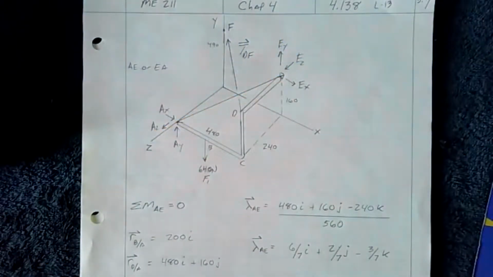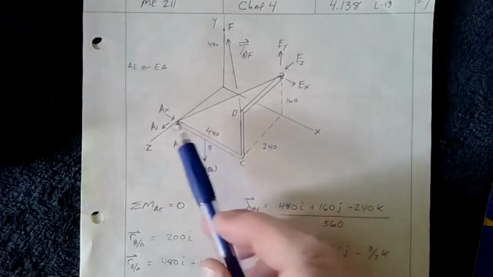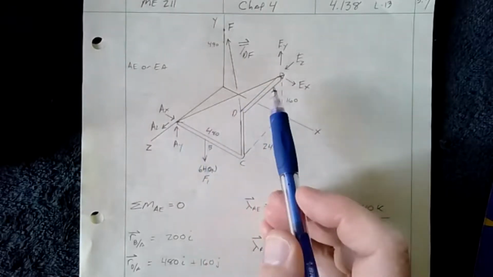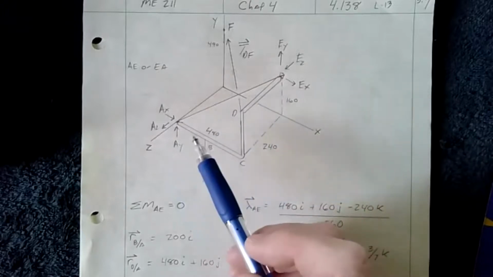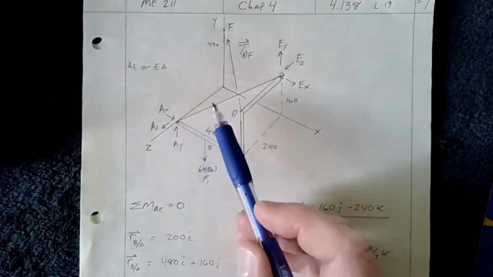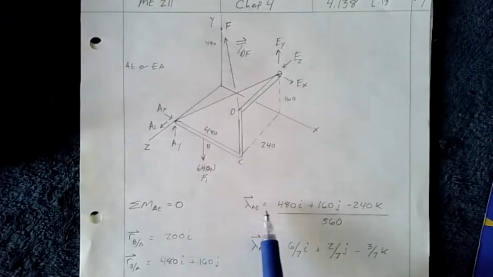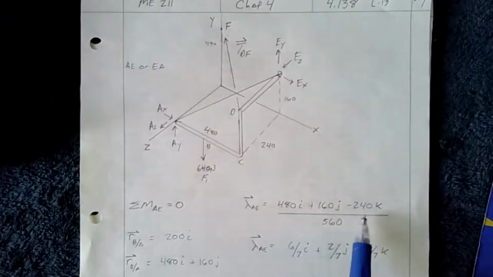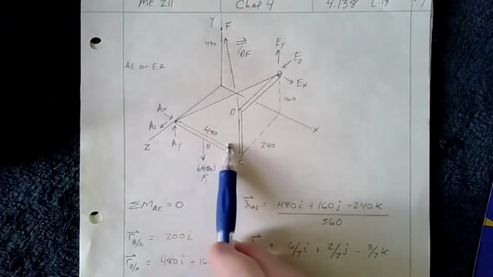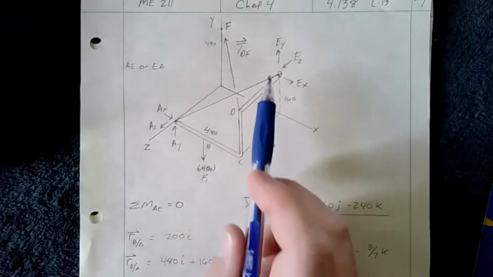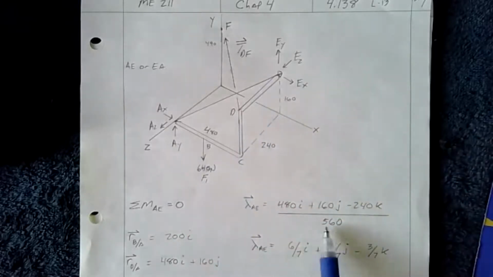And there's the line. And again, like I mentioned in the last problem, you can make AE or EA. It really doesn't matter which direction you go, but you're going to want to take the moments about that line. So down here, you can see that if I go AE, I chose, it's going to be 480i, 160j, minus 240k, just as I've written: 480, negative 240, positive 160. And that's over the magnitude 560.